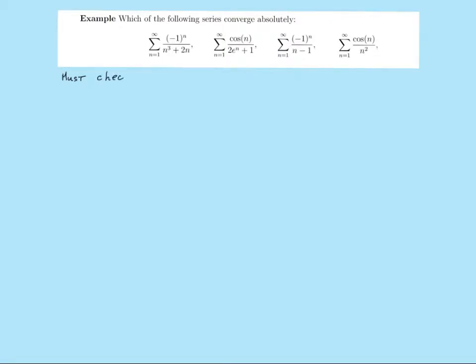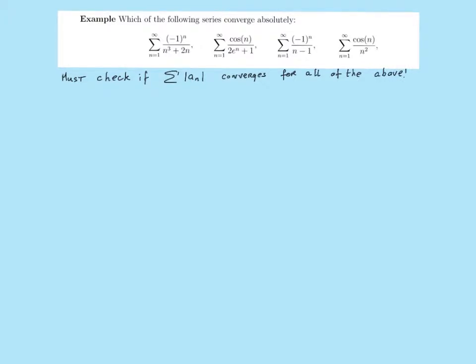In this example, we're asked to show which of the series converge absolutely. For absolute convergence, we need only check if the sum of the absolute values of the series converges. Starting with the series on the left here, we see that the sum of the absolute value of minus 1 to the n over n cubed plus 2n is just the sum of 1 over n cubed plus 2n, because the absolute value of minus 1 to the n is just 1.